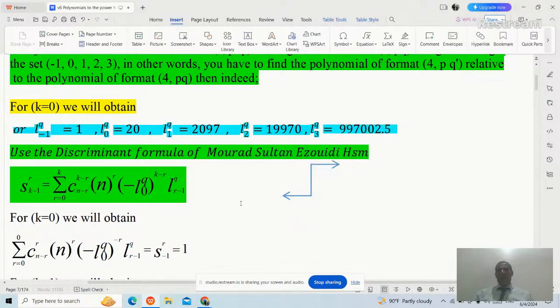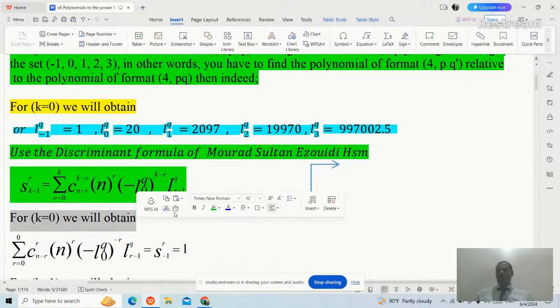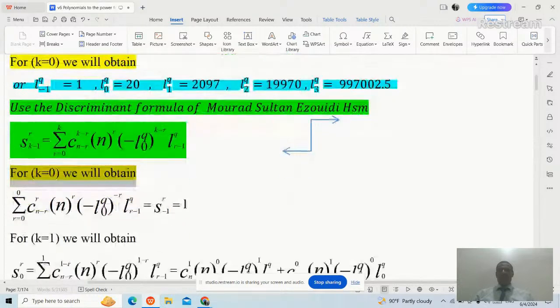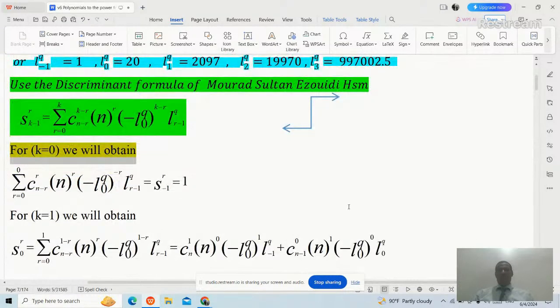Therefore, we start, learners. For k equal 0, we obtain the value of s_{-1} of order q. By convention, learners, s_{-1} of order r is equal to 1. Just replace k with 0 and r with 0. We obtain the combination (n minus r choose r), raised to the power r, times L0 of order q raised to the power negative r, L_{r-1} of order q, equal to s_{-1} of order r, which by convention is equal to 1.